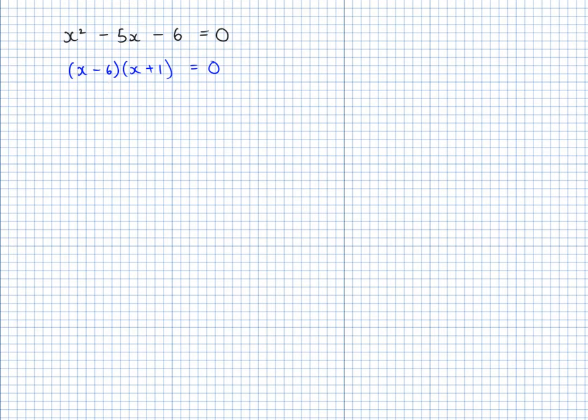So if this bracket is 0, we can write x take away 6 can be 0, and therefore x would equal 6. And we can also say that x plus 1 could have been 0, and therefore x equals -1. Okay, so our solutions are x equals 6 and x equals -1.